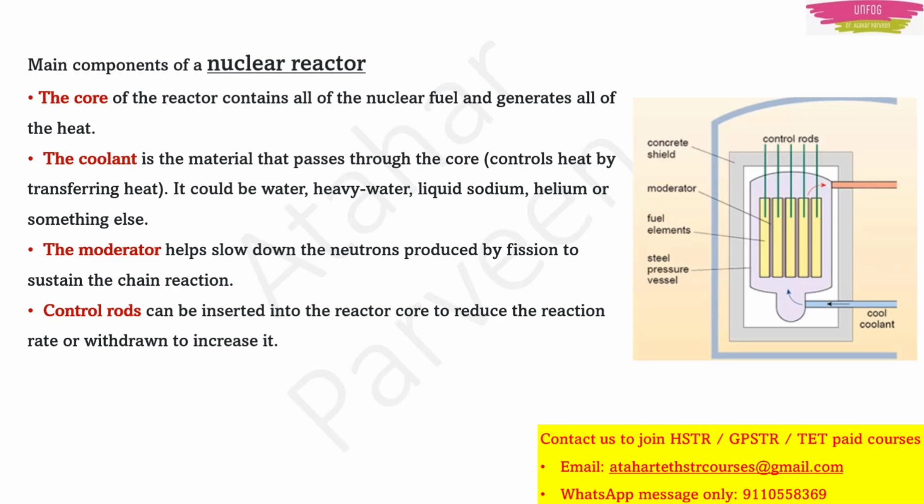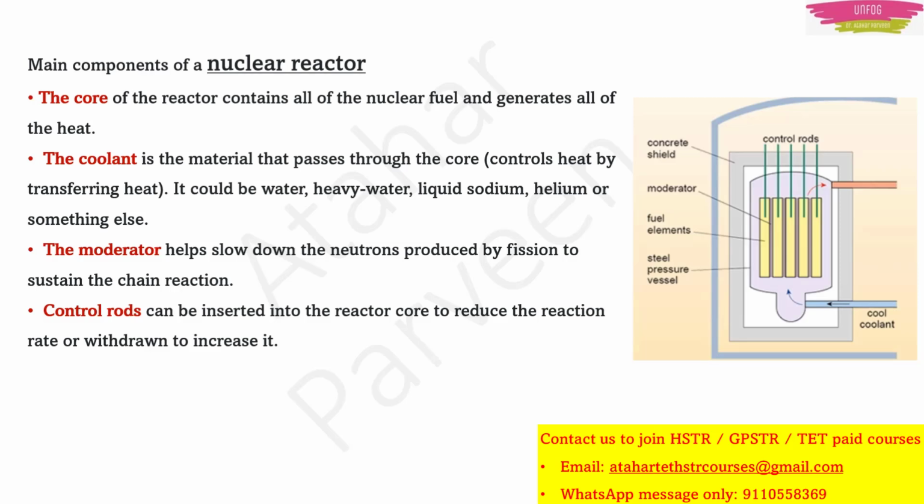Next are the control rods. These can be inserted into the reactor core and the reaction rate can be reduced. Means if you insert them in the core of the nuclear reactor, you can reduce the reaction. If you remove them from the nuclear reactor, you can increase the fission reaction. So you can control this nuclear reaction by using control rods also.